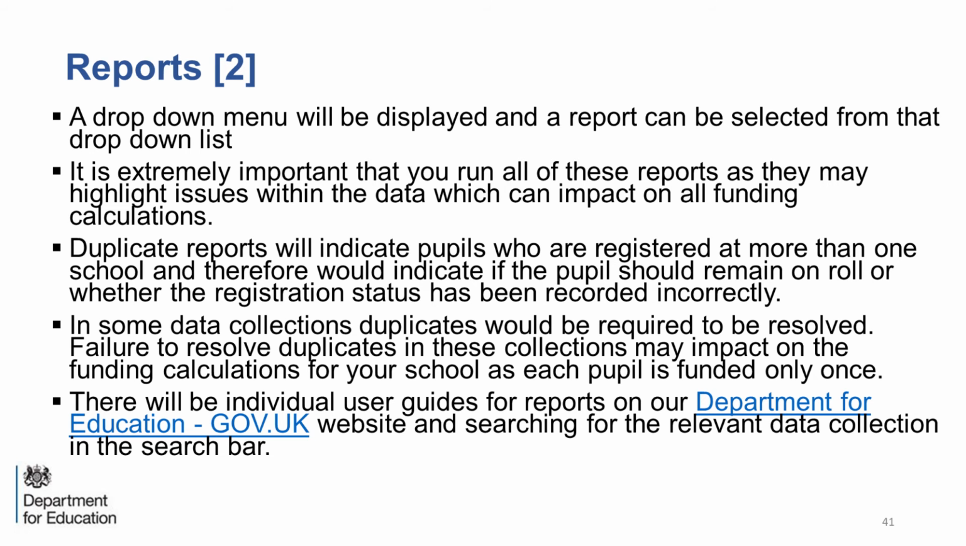Duplicate reports will indicate pupils who are registered at more than one school and therefore would indicate if the pupil should remain on roll or whether the registration status has been recorded incorrectly. In some data collections, duplicates will be required to be resolved. Failure to resolve duplicates in these collections may impact on the funding calculations for your school, as each pupil is funded only once. There will be individual user guides for reports on the website.